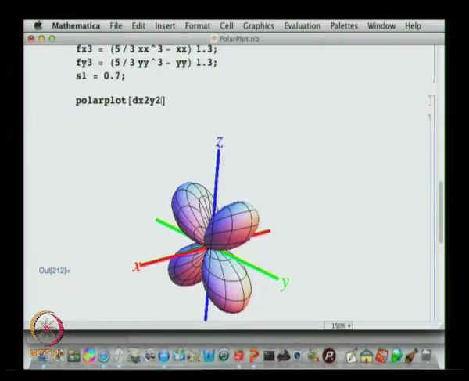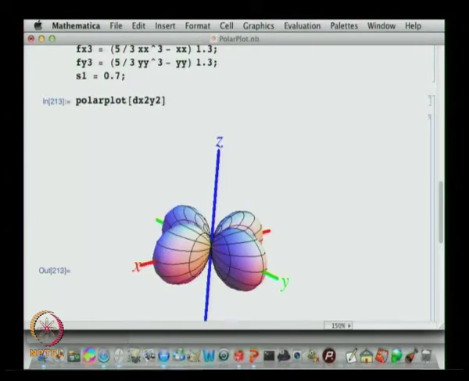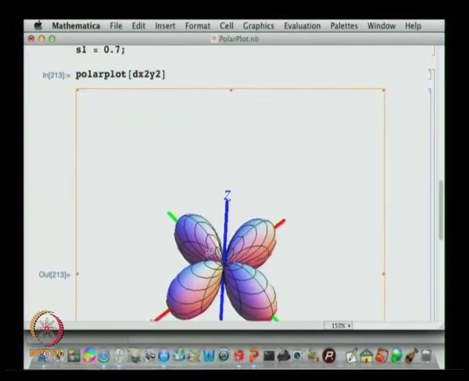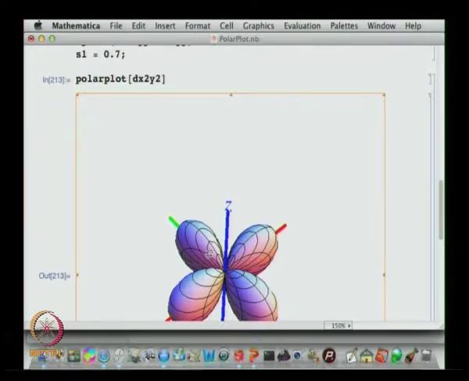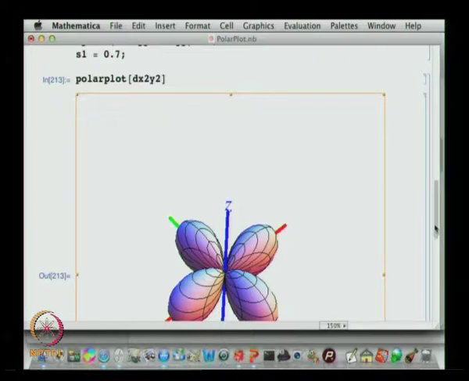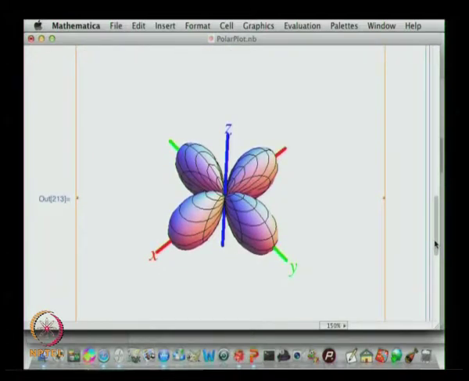How does it appear? You can see that this is the appearance. The important thing is to notice that these are not lying in between the axes, but if you look at it, you would see that these are actually lying along the x and the y axis, right.